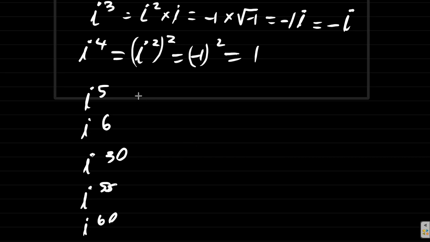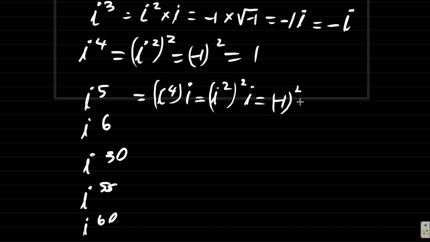So let's look at i to the 5. i to the 5 is really i to the 4th times i, which is i squared squared times i. But i squared is -1, and (-1) squared is 1. So 1 times i is i.